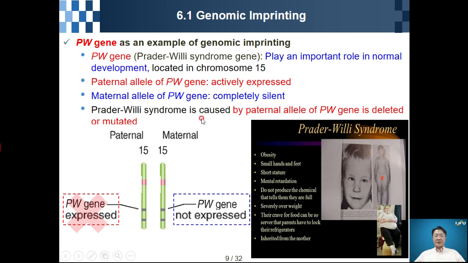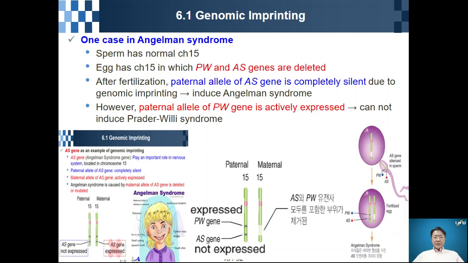If they have this syndrome, they show obesity, and they also have small hands and small feet, their stature is very short, and they also have mental retardation. Okay. So in this slide, I will explain one case in Angelman syndrome.